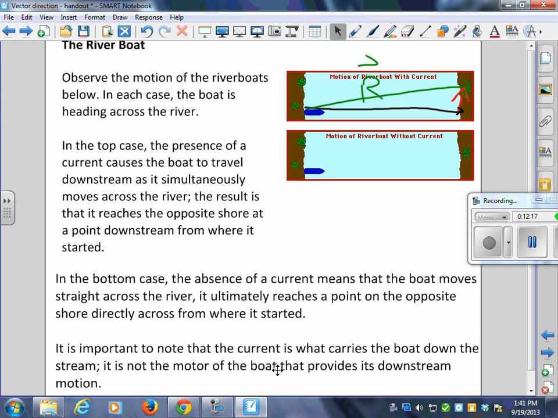Okay, now for a brain buster. Which boat is traveling faster? The one on the top, because it has more ground cover. Does it get there any faster? No. Yes. But it travels more distance. Well, if the current was going with the boat, then yes, but it isn't. So it's going perpendicular to it.